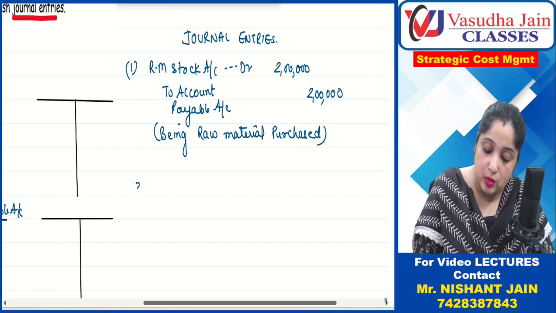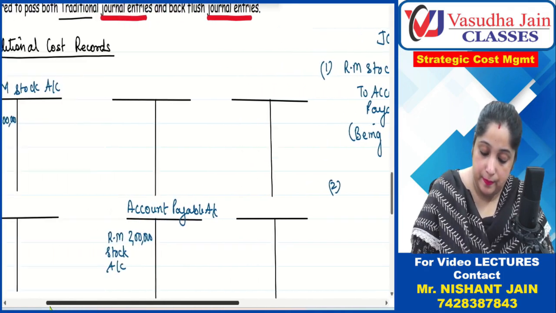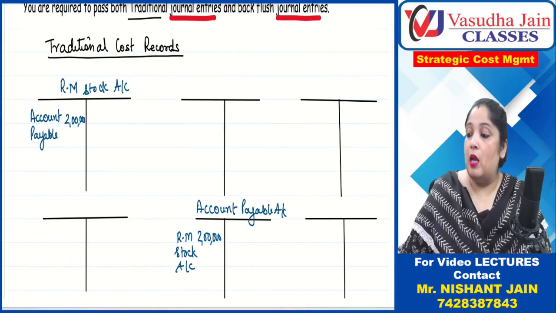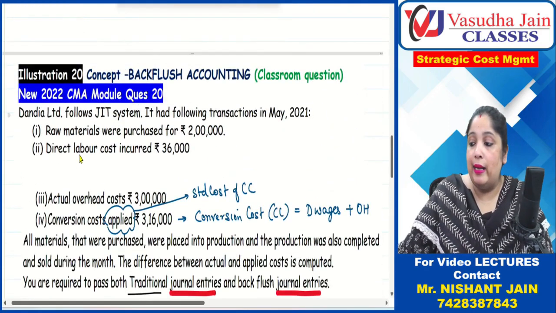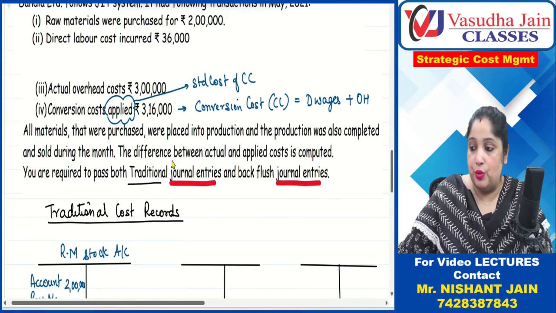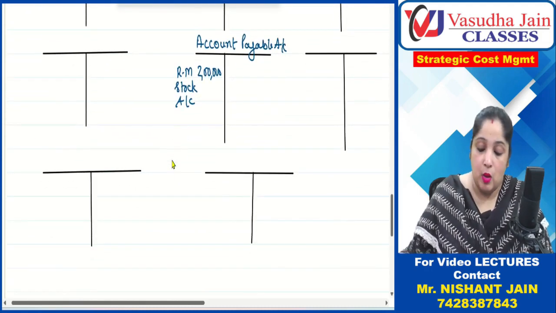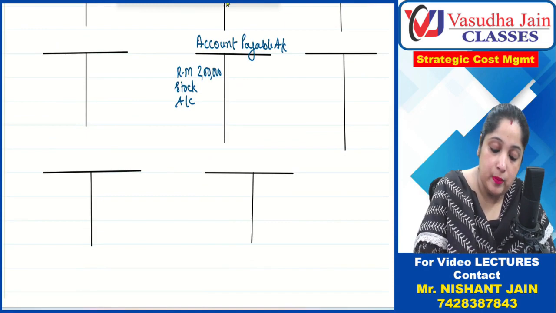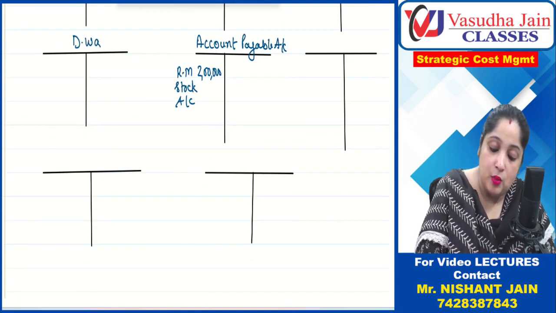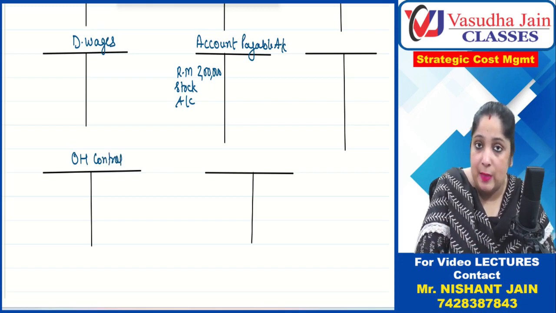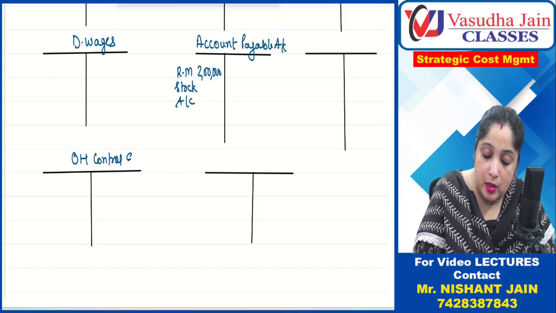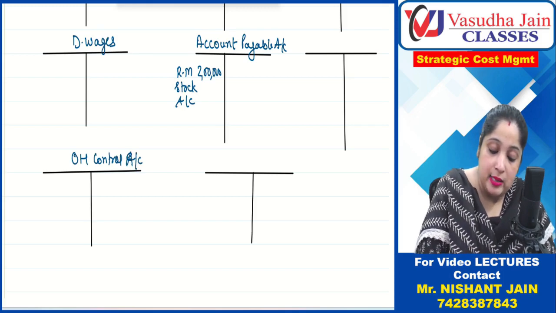Now let us pass on to the second entry. Now we have purchased raw material. Our raw material stock has increased. Now direct labor cost incurred 36,000. Okay. So it is an expense account. Let us write here an expense account. Direct wages account. The way you have overhead account. Overhead is indirect expense. These are direct expense. Now this is an indirect expense. Overhead account.